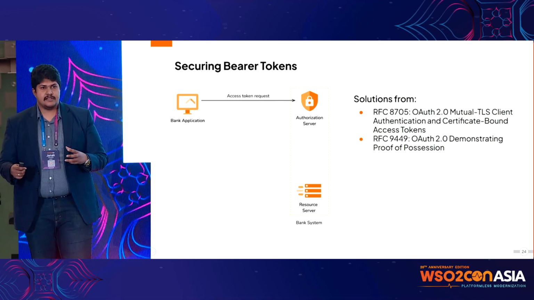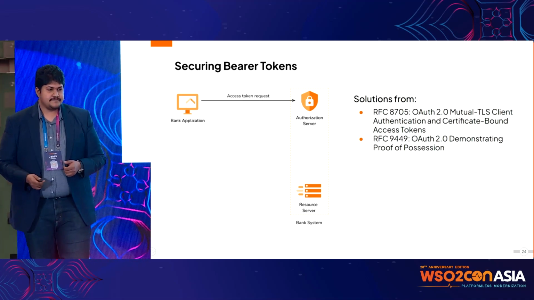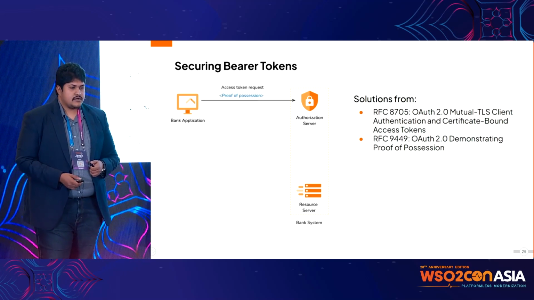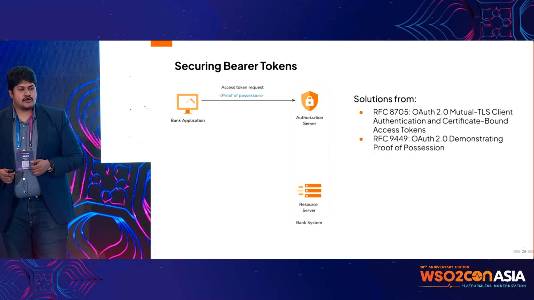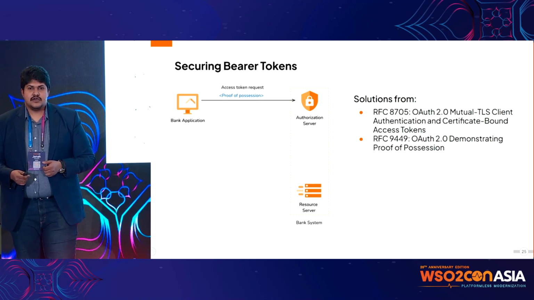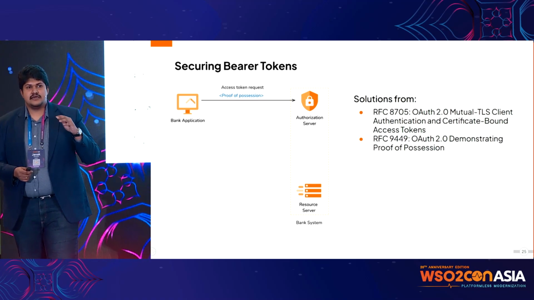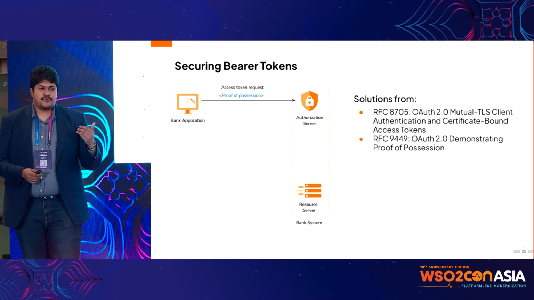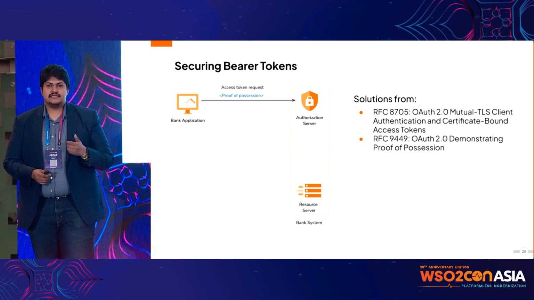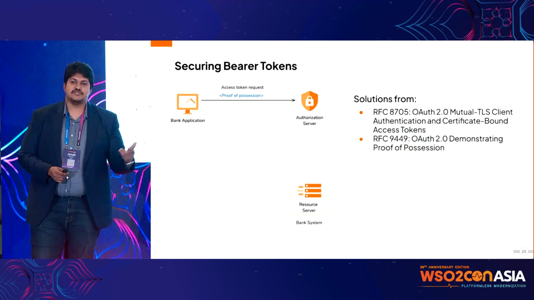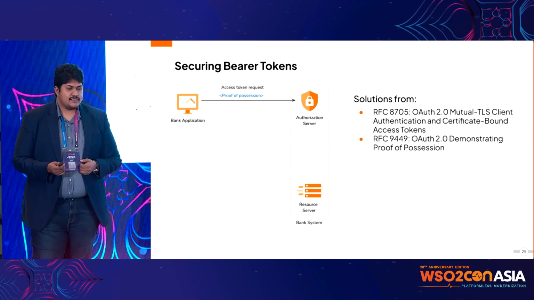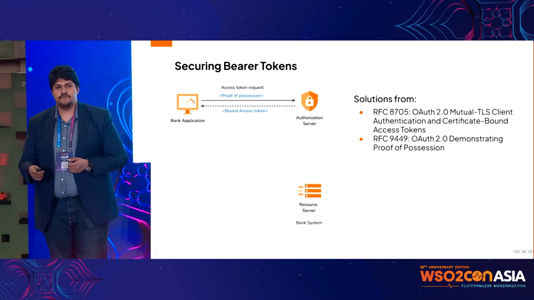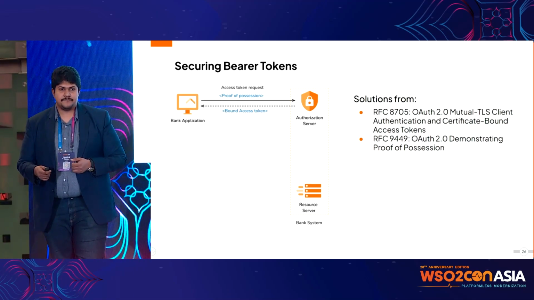So at a very high level, both of these work in the same manner. When the banking application sends the access token request, along with it you're going to send something called a proof of possession. What this essentially says is that the banking application will have some kind of a private key, and it's going to prove to the authorization server that it is in possession of that private key. And then when the authorization server returns the access token, it is going to bind the access token to this proof.